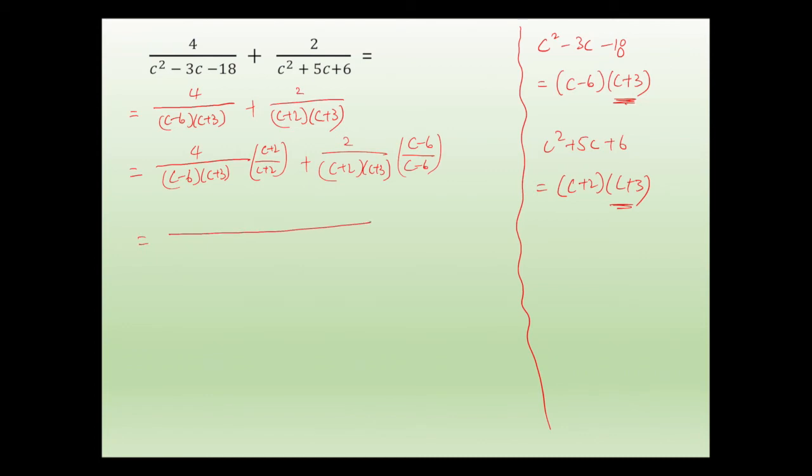Right? So we can write the denominator as (c minus 6)(c plus 3)(c plus 2), and the numerator is 4c plus 8 plus 2c minus 12. And therefore, the numerator becomes 6c minus 4, and the denominator is the same, (c minus 6)(c plus 3)(c plus 2). Alright? Now, I'm going to show you the last example.